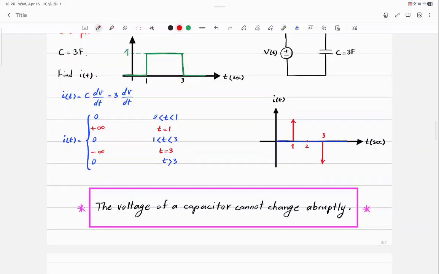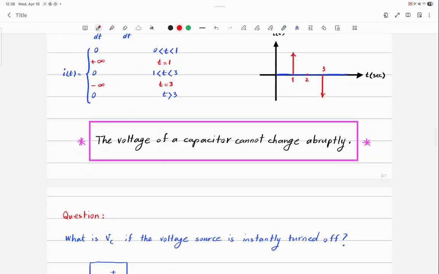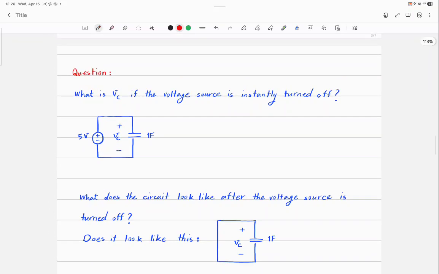Now, okay, so the voltage of a capacitor cannot change abruptly. Now, this is something that probably you don't have in the pre-notes that I uploaded to Canvas. I just added that today. I want to ask you a question. So, we established the point that the voltage across the capacitor cannot change abruptly. Now, look at that simple circuit. A 1 farad capacitor is connected to a 5-volt voltage source. Now, I instantly turn off my voltage source. Okay? This is my question.